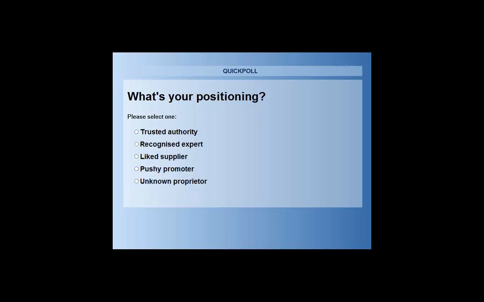So if it's brand new and you haven't even started promoting it, you'd answer it as unknown proprietor. If you are well known in that market and you've got this really strong relationship and they really know that you're fantastic at offering this product or service, then you'll be a trusted authority. And there may be somewhere in between. I've left out equal partner because I think if you're equal partner, then you don't need any of this. You can go ahead without any of the things that I'm talking about in today's webinar.